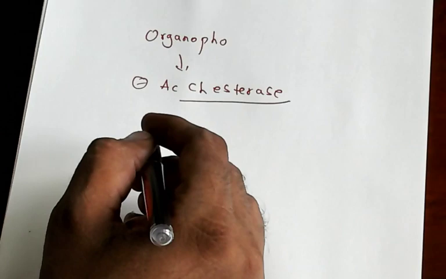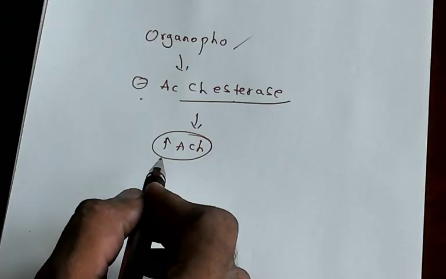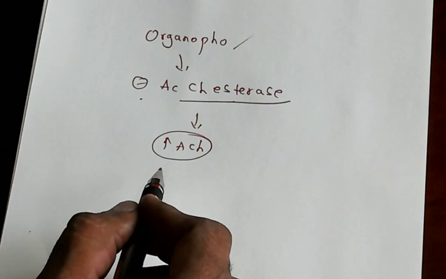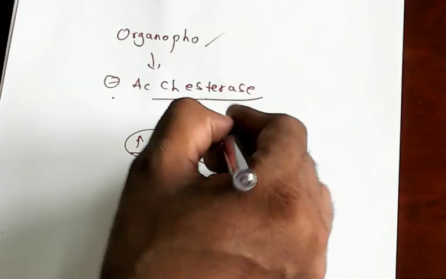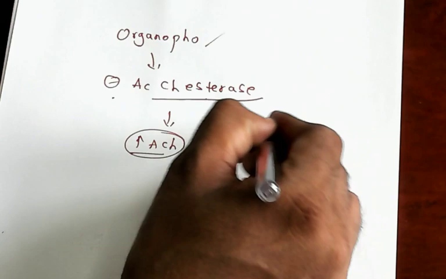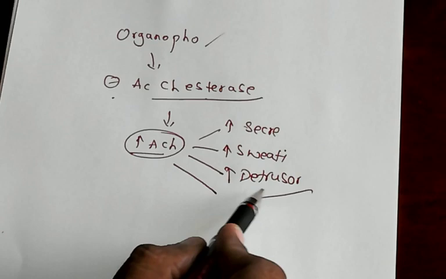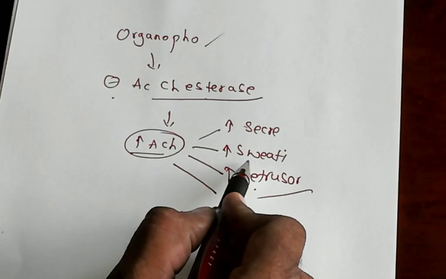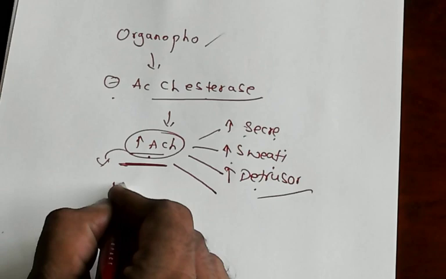So if cholinesterase is inhibited, what do you get? Excess acetylcholine. That is the reason if you see an organophosphorus poisoning patient who has taken insecticides, how will he present? Typically acetylcholine will lead to increased secretions, increased sweating, increased detrusor activity. That is the reason the patient will be passing urine in his clothes. He will be hypersalivating and have excessive perspiration. That is always the effect of excess acetylcholine, because of its action on the muscarinic receptors, is what you have to remember.